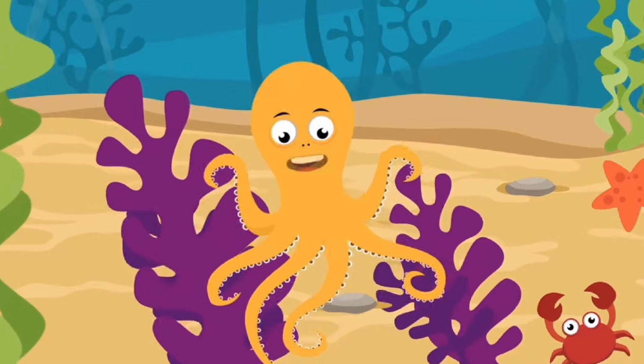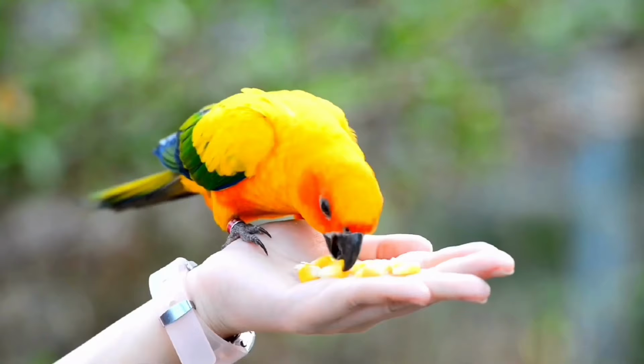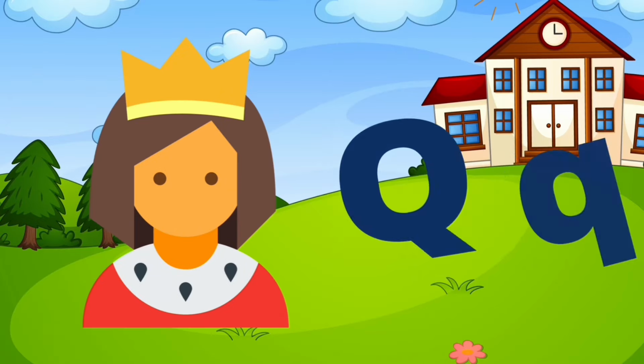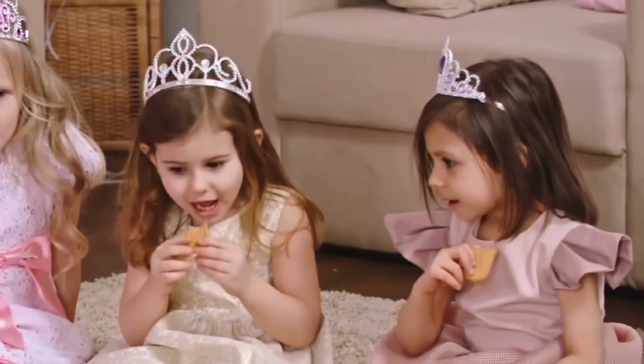O, octopus. P is for parrot. P, p, parrot. P, p, parrot. P, parrot. Q is for queen. Q, q, queen. Q, q, queen. Q.